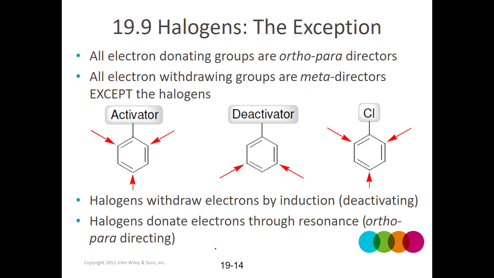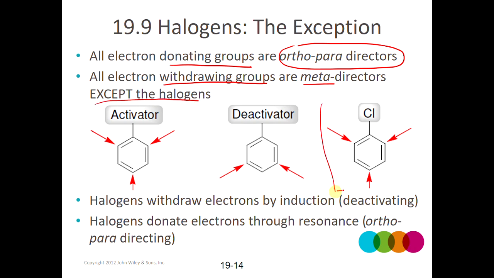All right, so let's make some general statements here that will help us moving forward. If you can tell that a group donates electrons, it's always going to be an ortho-para director for the reasons we discussed. And then if you can tell that the group is withdrawing electrons through either induction or resonance or both, that's going to be a meta director, except if it's a halogen. So the halogens are a little bit special, and we'll talk about those specifically in a minute.